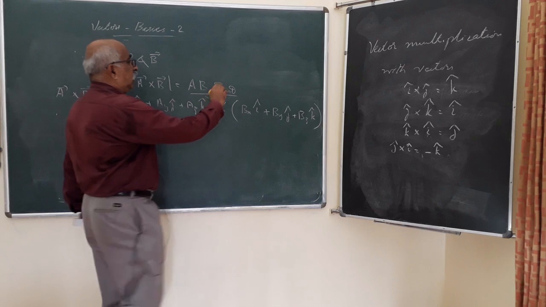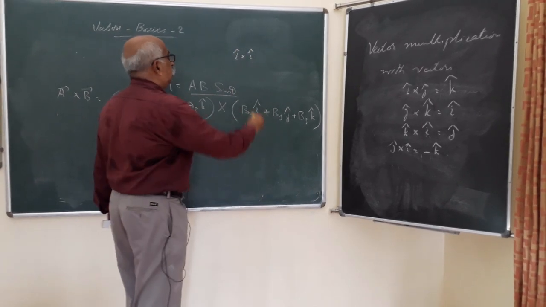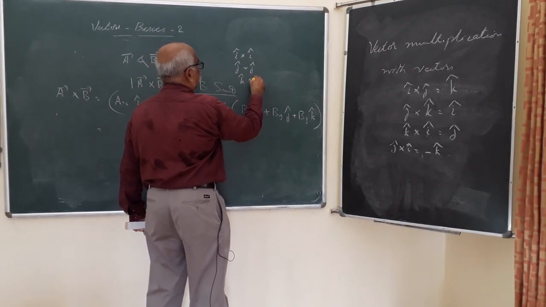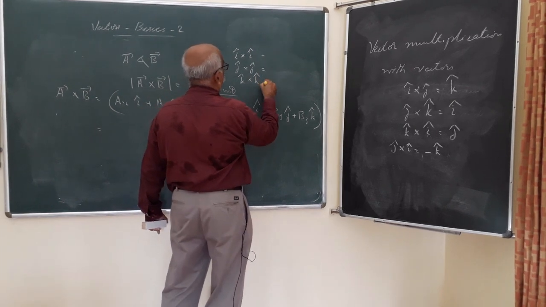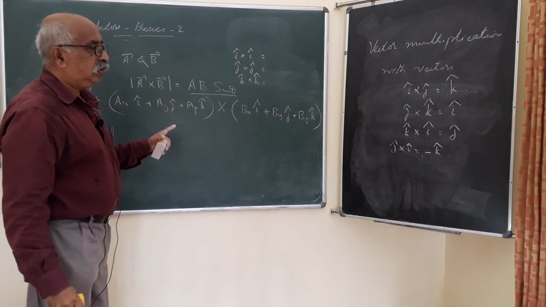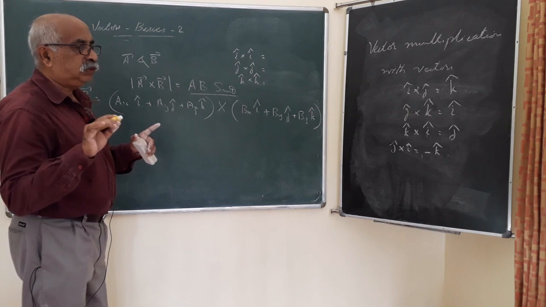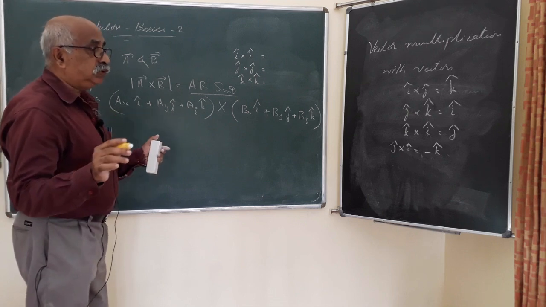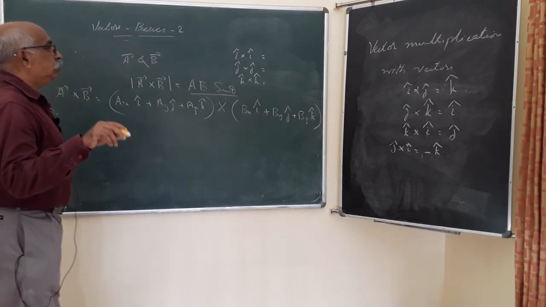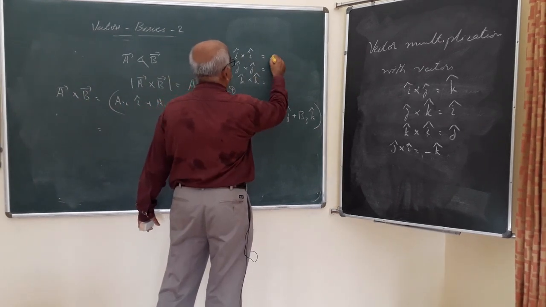What about I cross I, J cross J, K cross K? What about them? Their magnitudes. I cross I. If you find the magnitude, you find 1 multiplied by 1 multiplied by sine of the angle between the two. Between I and I, the angle is 0. Sine 0 is 0. So, this cross product vanishes.